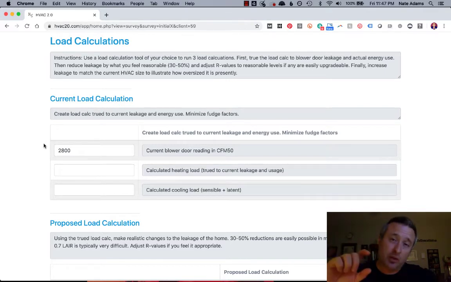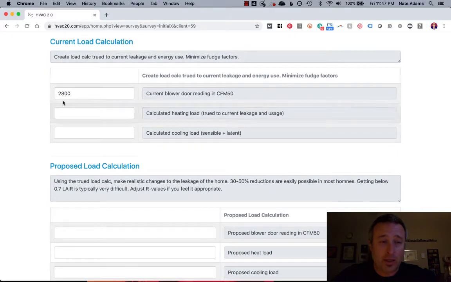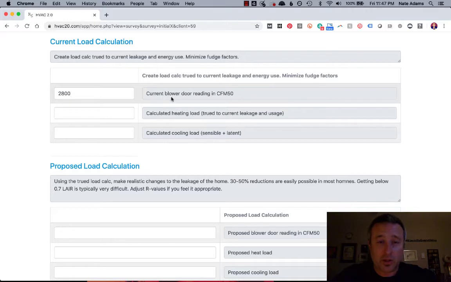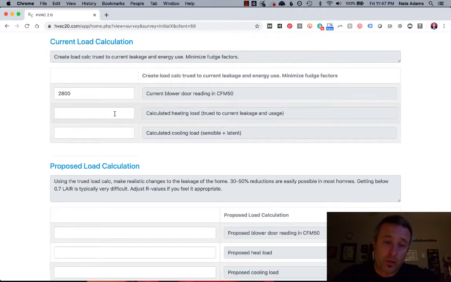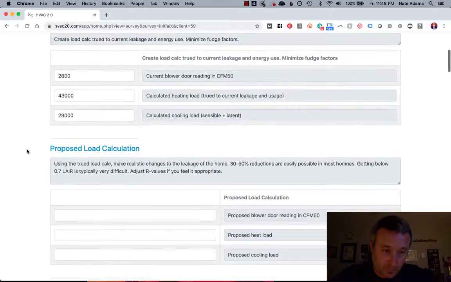So once you've got your load calcs, with whatever tool you want to use, we like EDS Auditor, Michael Hausch likes CoolCalc. There's a bunch of different ways to get there. But once you get all that, you enter it in here. So the current load calculation has the current blower door. That should auto-populate from the consult form. And then you can put in whatever your calculated heat load is. So I told it this was a 2,200 square foot house. Let's say that the heat load is 43,000 and the cooling load is 28,000. That's something we would probably see.